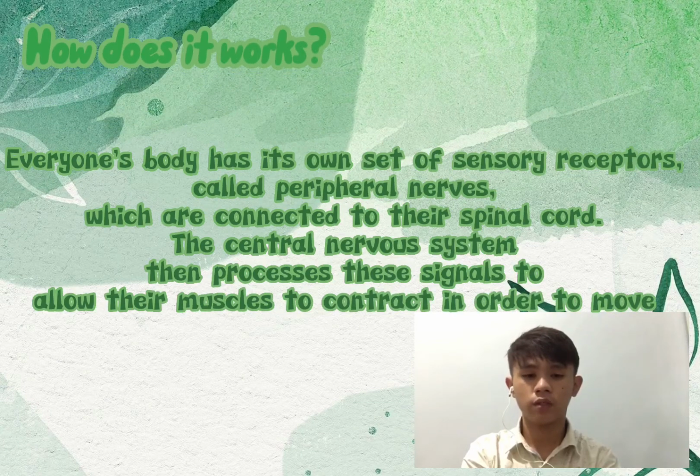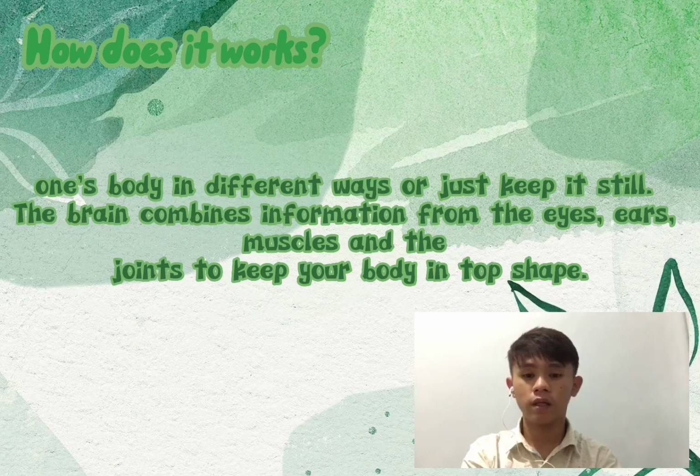How does it work? Everybody's body has its own set of sensory receptors, called peripheral nerves, which are connected to their spinal cord, the central nervous system, and processes the signals to allow their muscles to contract in order to move one's body in different ways or just keep it still. The brain combines information from the eyes, ears, muscles, and the joints to keep your body in top shape.